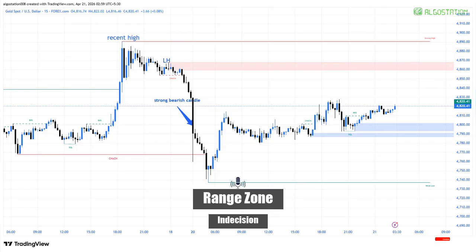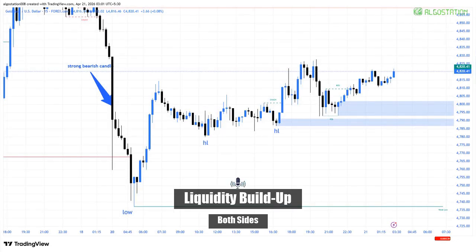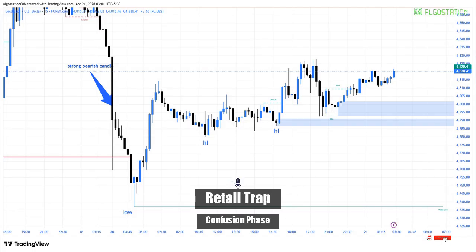Now price is stuck in the middle between supply above and demand below. This creates liquidity on both sides, and that's exactly what institutions need before the next move. Retail traders are now confused, buying breakouts, selling breakouts, and getting trapped in the middle.